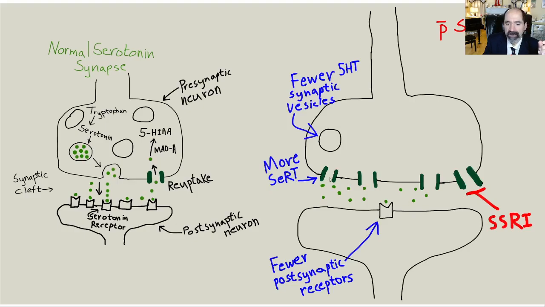You can increase the number of reuptake transporters, try to make them able to outcompete the drug. You can also produce fewer synaptic vesicles, so less of the neurotransmitters released into the cleft. So the point is, the synapse, the neurons, are going to make compensatory adaptations to whatever drug you give. They're not going to stay static. So the drug is going to change the brain.